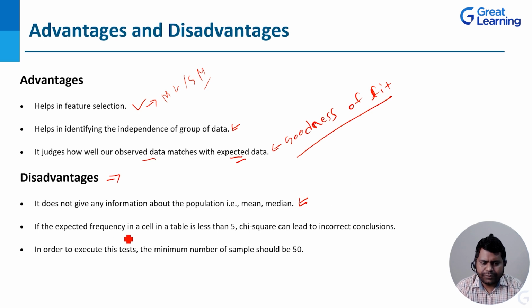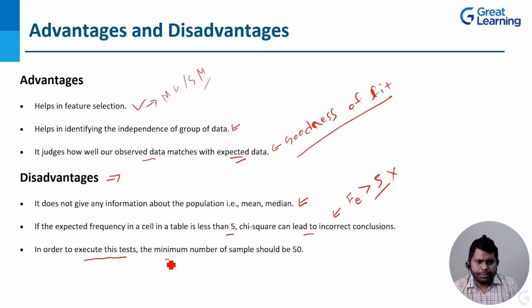If the expected frequency in a cell in a table is less than 5, the chi-square test leads to incorrect conclusions. As we have already discussed, the expected frequency should be greater than 5. If it is less than 5, we cannot apply the chi-square test, or if we apply it, we will get a bad result.